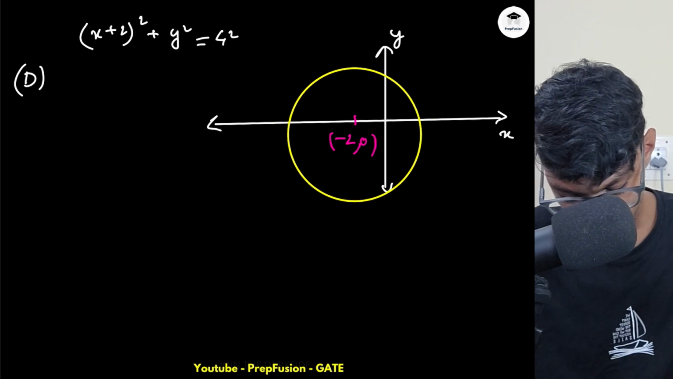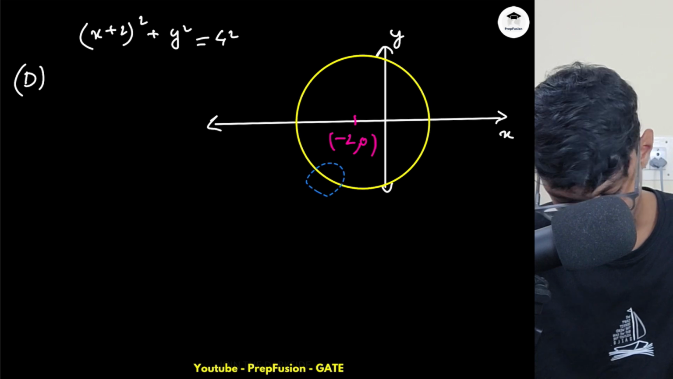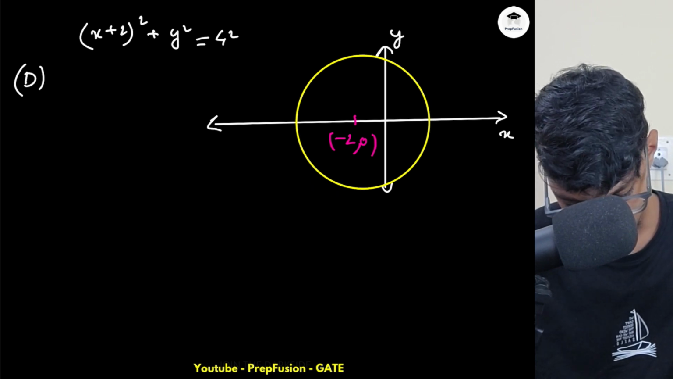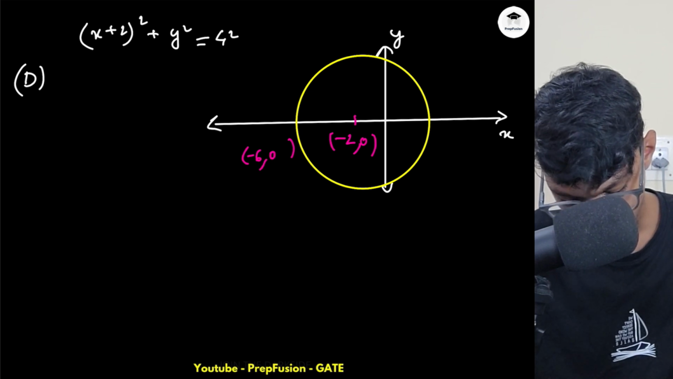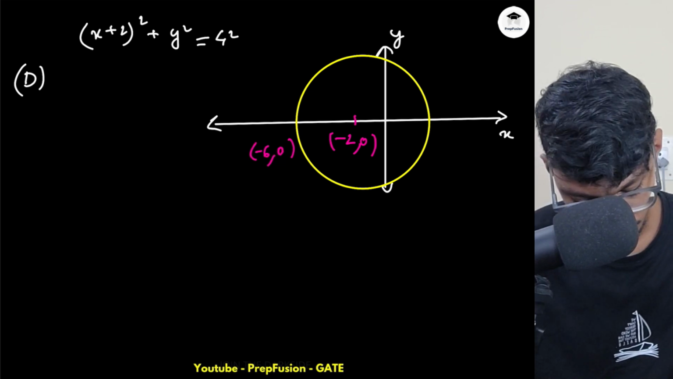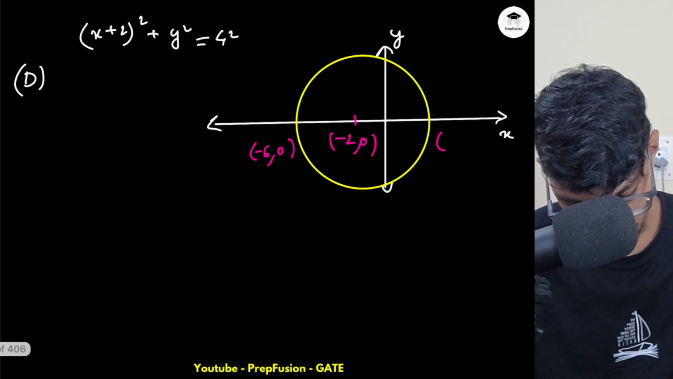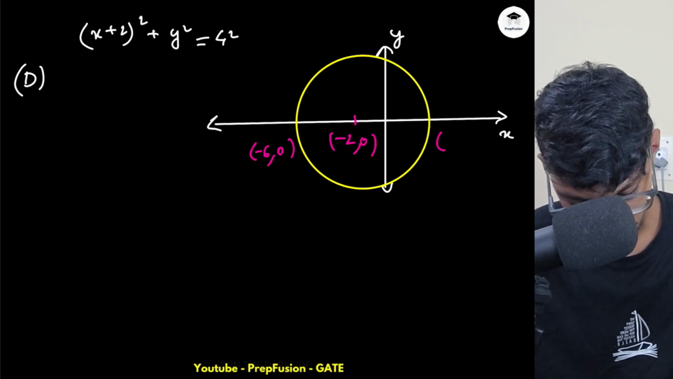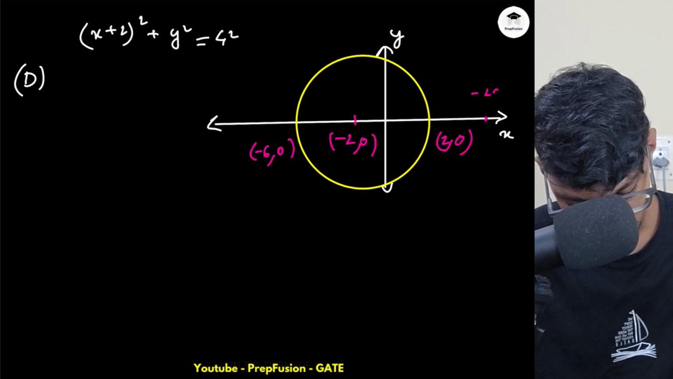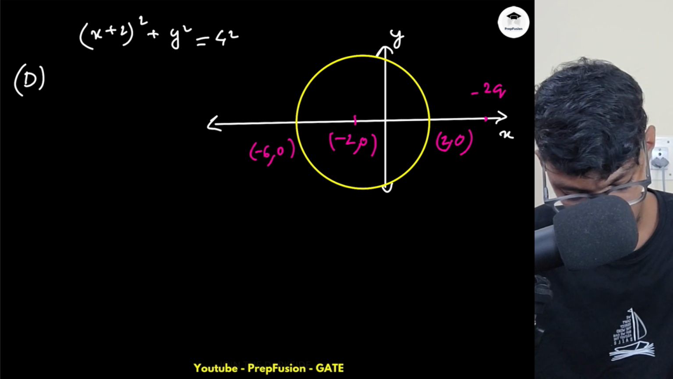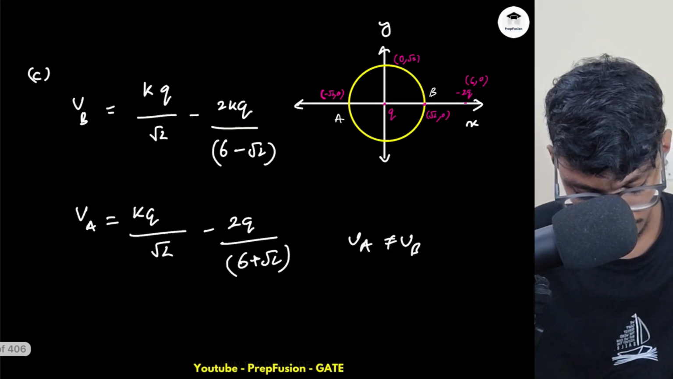Okay, so the radius, this will be 2 and this will be 4. Again the radius is 4, so this point will be minus 6 comma 0 and this point will be 4 comma 0, right? And my charges are somewhere around here, minus 2q and plus q. Now things are interesting here.